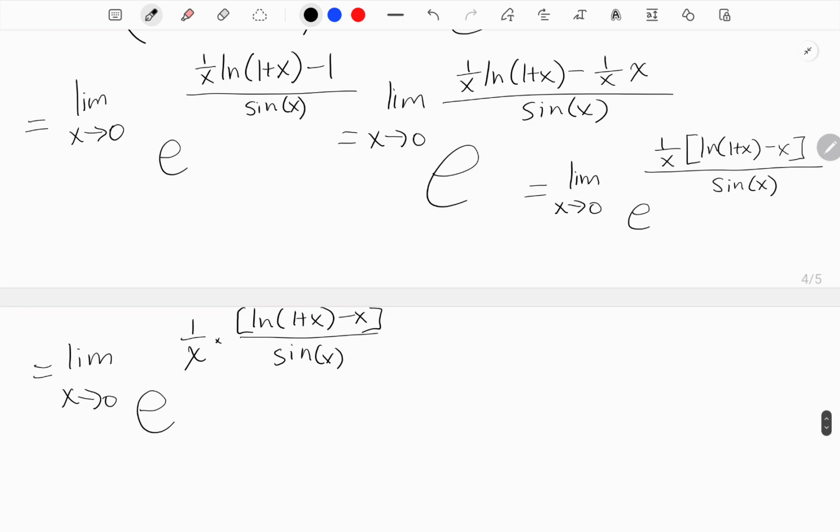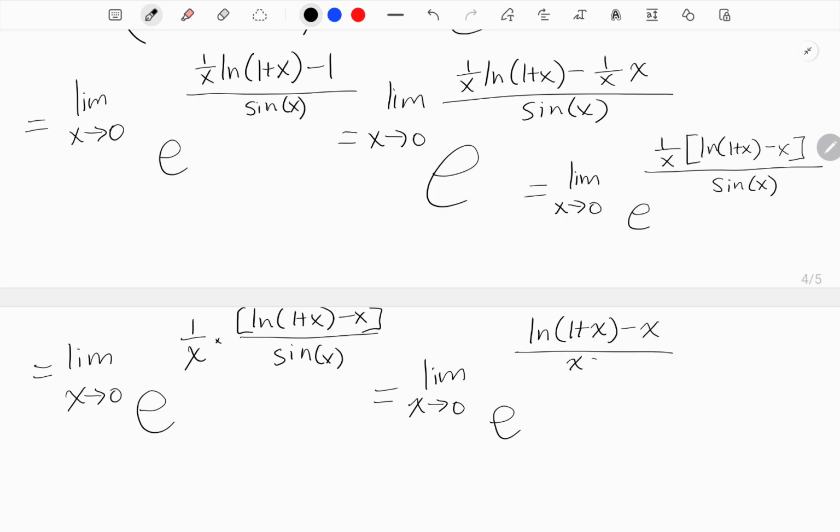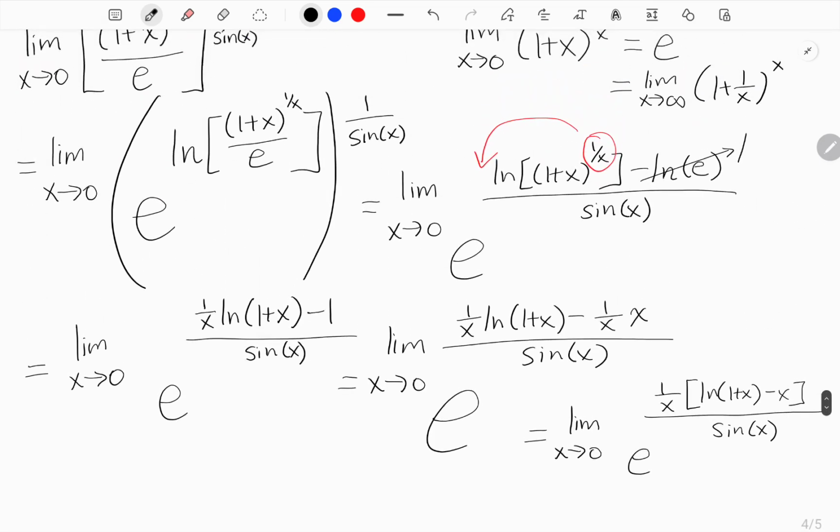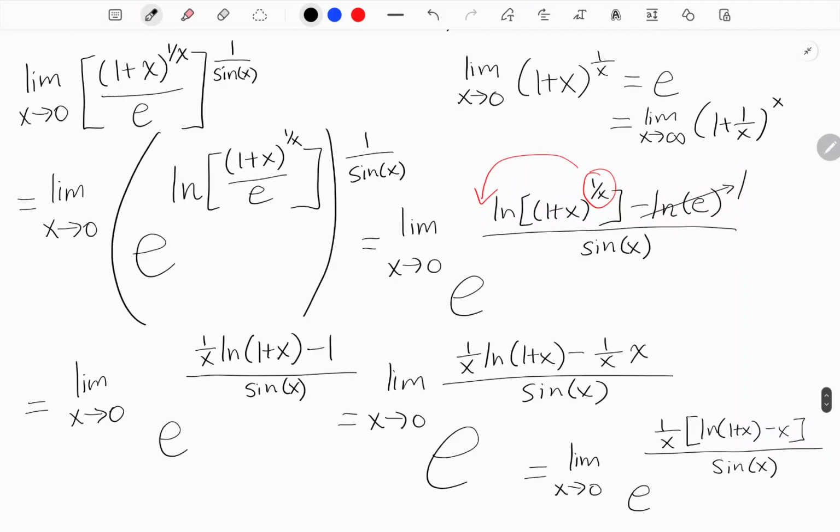So then right here, the x and sine of x multiply. 1 times ln(1 + x) minus x is just ln(1 + x) minus x. So this is equal to the limit as x approaches 0 of e to the (ln(1 + x) - x) all over x sine of x. Right, this is just all algebra. Nothing I did here involved derivatives. This is just all algebra.